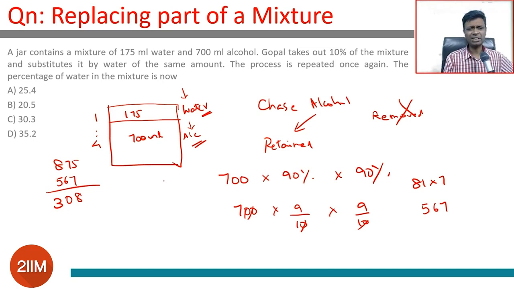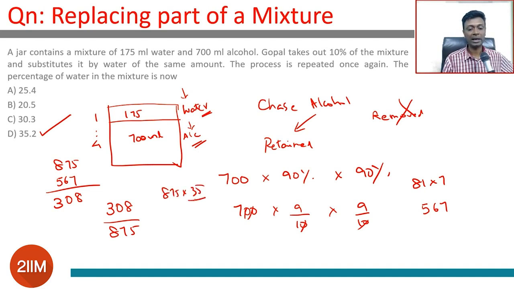So we want the percentage of water in the mixture, that is 308 by 875. Divide this, find some approximate value. 308 is 30% of 1000 is 300, so of 875 it should be a higher percentage. You're looking for something like this. 35.2% is your answer.